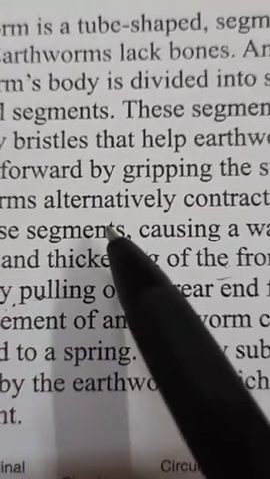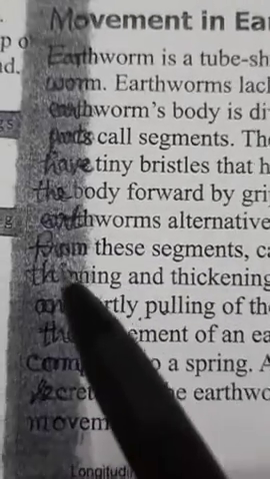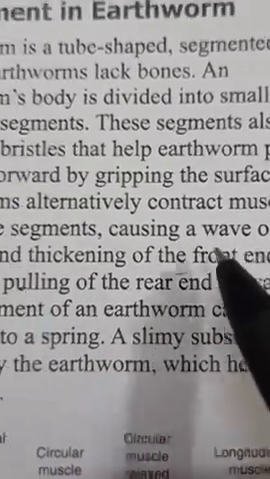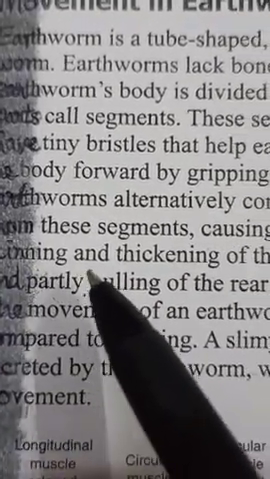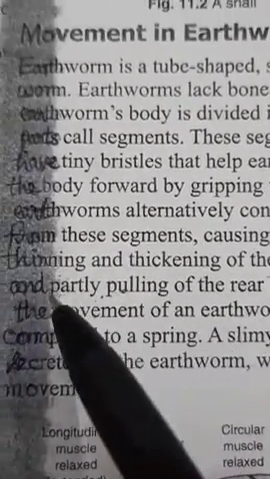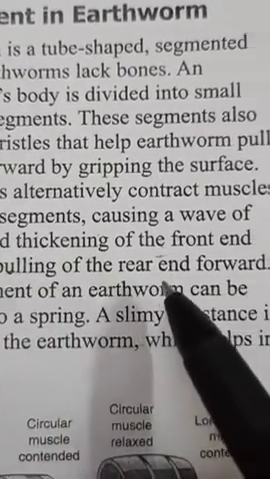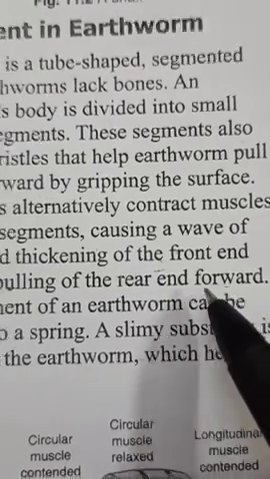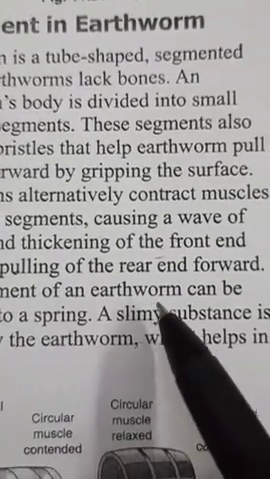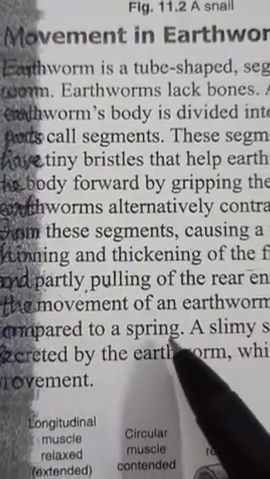Earthworms alternatively contract muscles from these segments, causing a wave of thinning and thickening of the front end and partly pulling of the rear end forward. The movement of an earthworm can be compared to a spring.